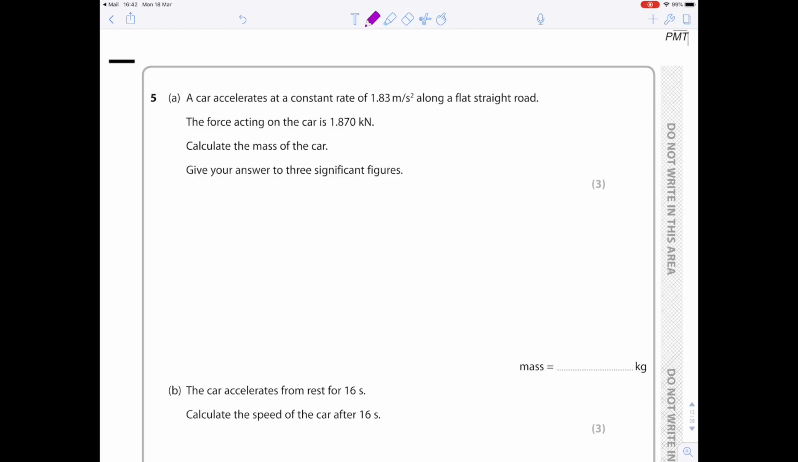A car accelerates at a constant rate of 1.83 meters per second squared along a straight flat road. The force acting on the car is 1.80 kN. Calculate the mass of the car. Give your answers to 3 sig fig. So we've got an acceleration here. We've got a force, and we're looking for mass. So you need this formula triangle, F, M, A. So let's write out the formula we're using.